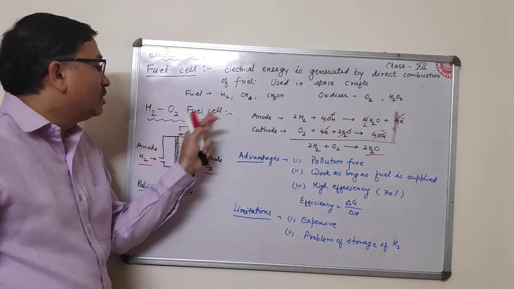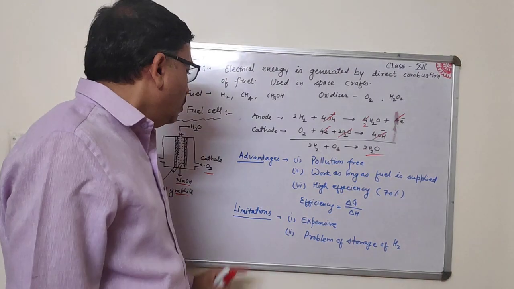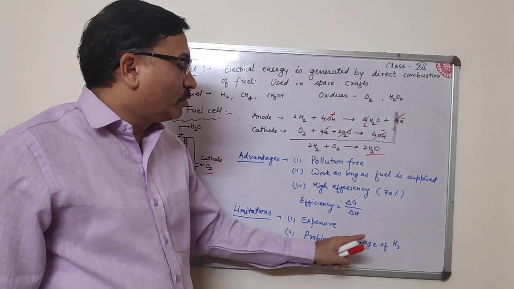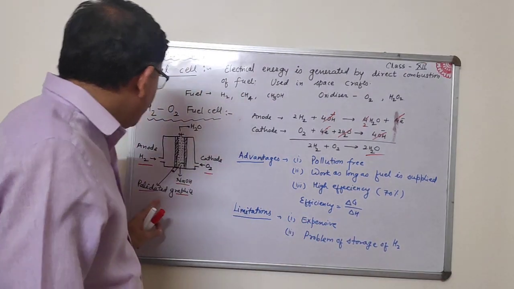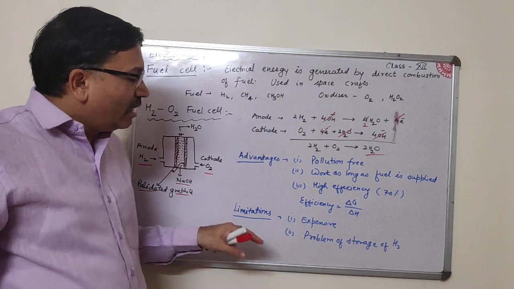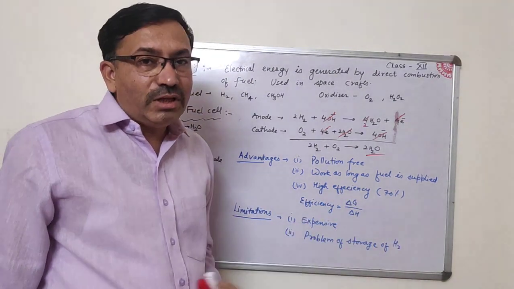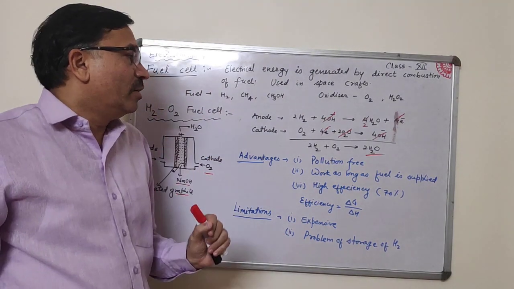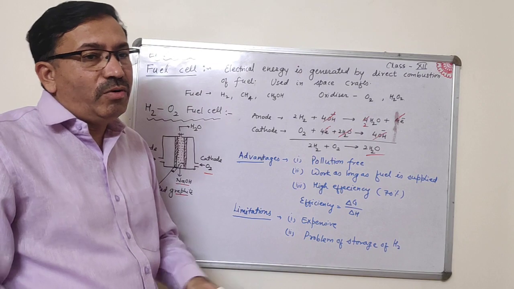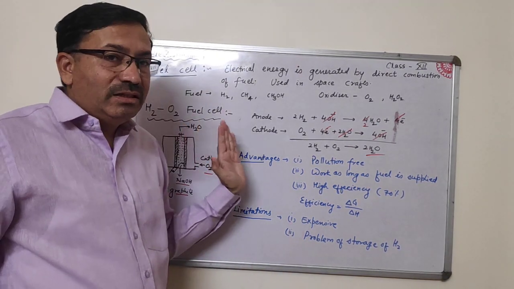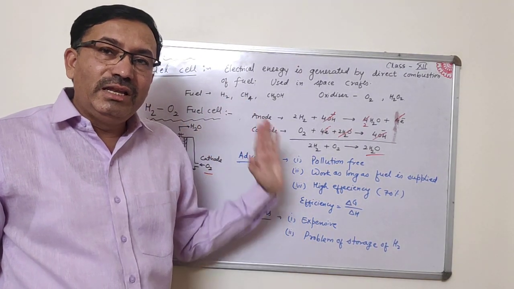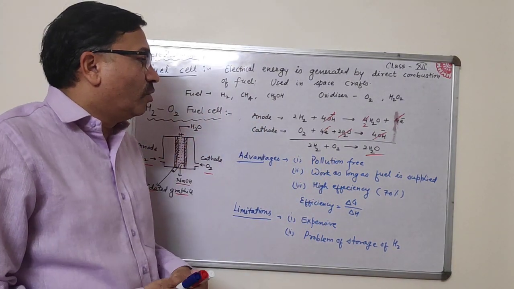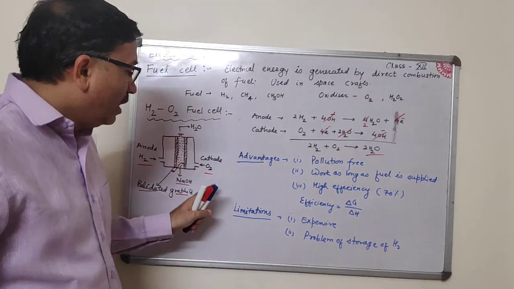Then why are we not using this fuel cell in our day-to-day life? So it has some limitations. It is expensive. Number two, problem of storage of hydrogen. How is it expensive? See, we are using palladium. And another problem is how to store the hydrogen. That's why it has limited uses up to spacecrafts only. So this is about your batteries. We have primary, secondary and fuel cells. In each case we have two examples. In the fuel cell we have only one example, the hydrogen oxygen fuel cell. Okay, clear?